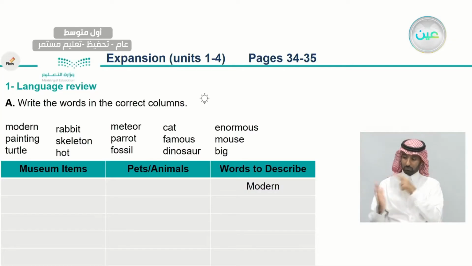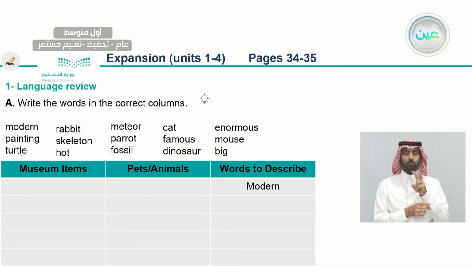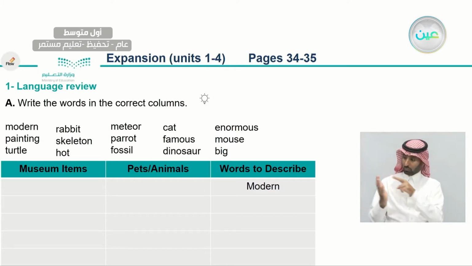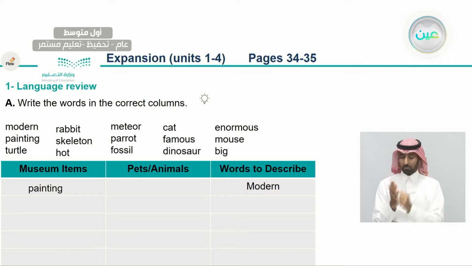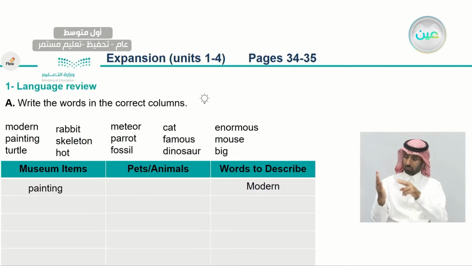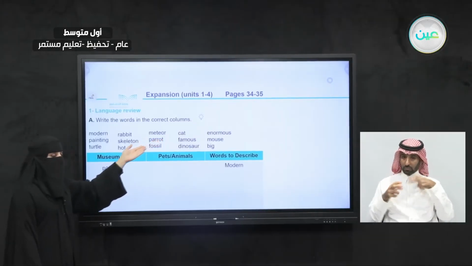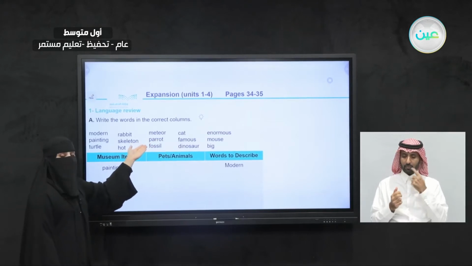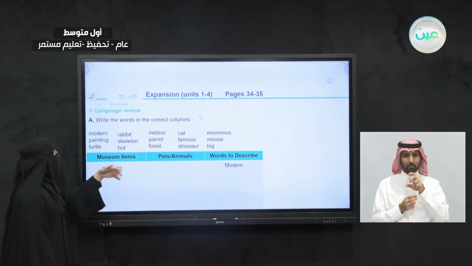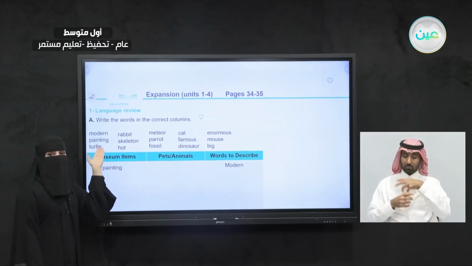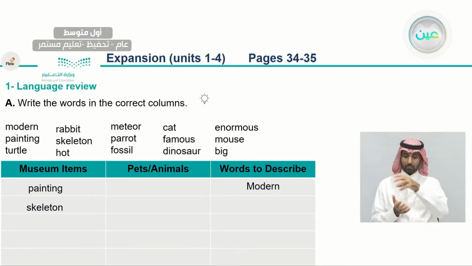Look at this one, rabbit. Is it a museum item? What do you think? Doesn't make sense, right? How about painting? Good job. Okay, yes, painting is a museum item. What else? How about cat? It's a name of an animal. How about parrot? How about modern? What do you think? So, skeleton is the second museum item. So we have painting, skeleton.